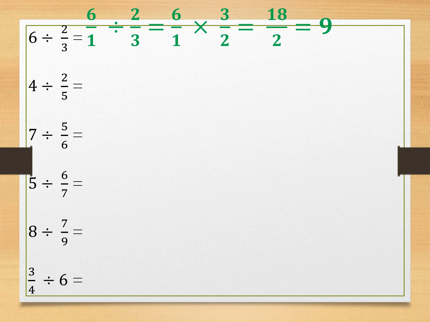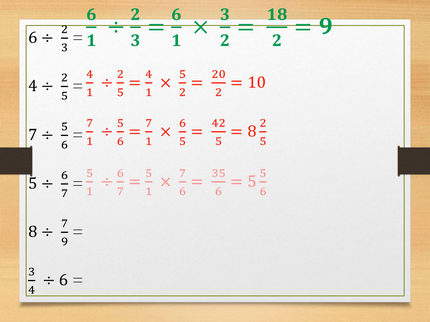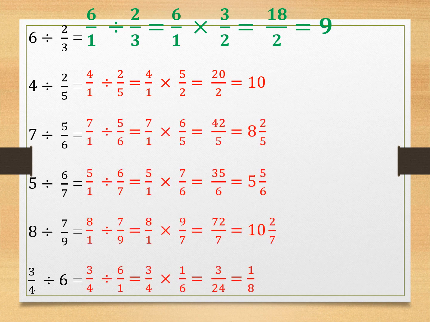Now here are more exercises. I will solve the first one and then you can solve the others by yourselves. I will post the answers to make sure that your answers are correct. 6 divided by 2 over 3 is 6 times, then you invert 2 over 3 into 3 over 2, to become 18 over 2, which is divisible to be 9. And then solve the others. Here are the answers.